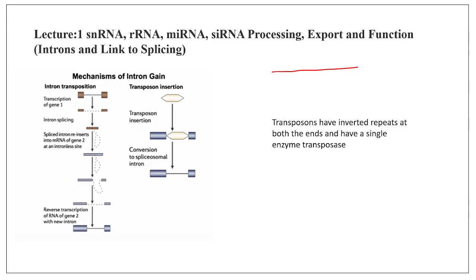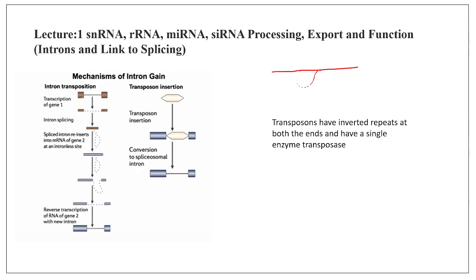See, there was no intron. It was a complete one exon. Here, this intron comes and binds. Then reverse transcription of RNA of gene 2 with the new intron happens, and now it's a complete new gene which has been formed.